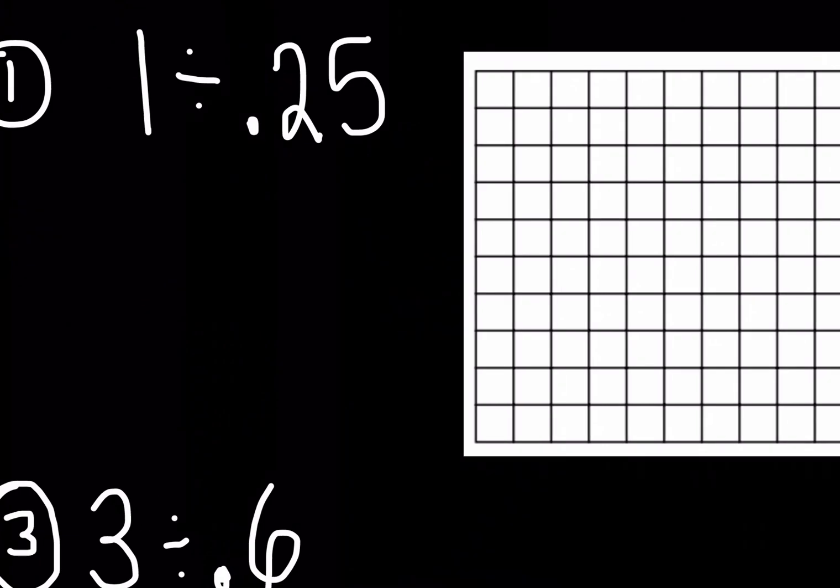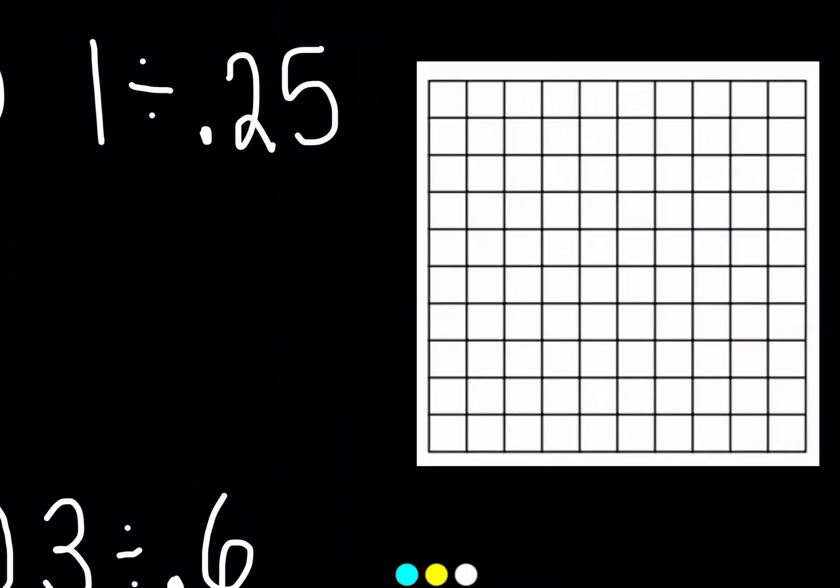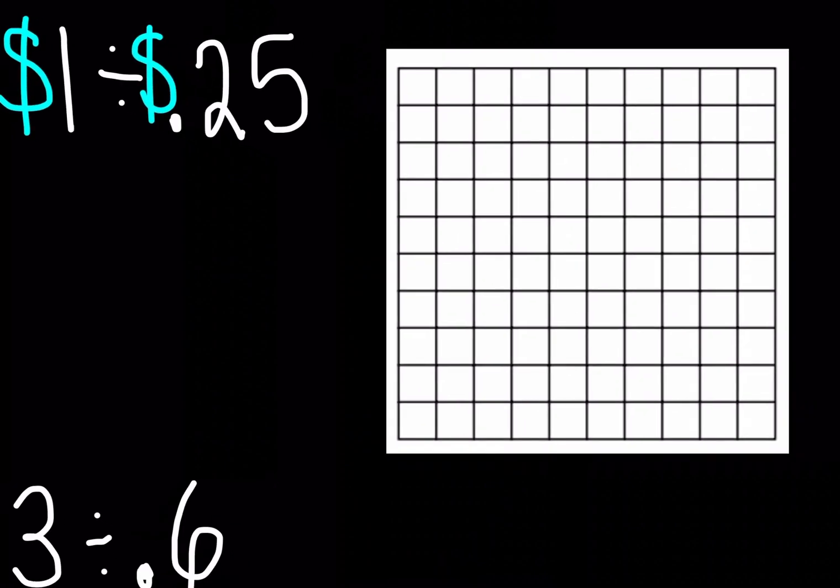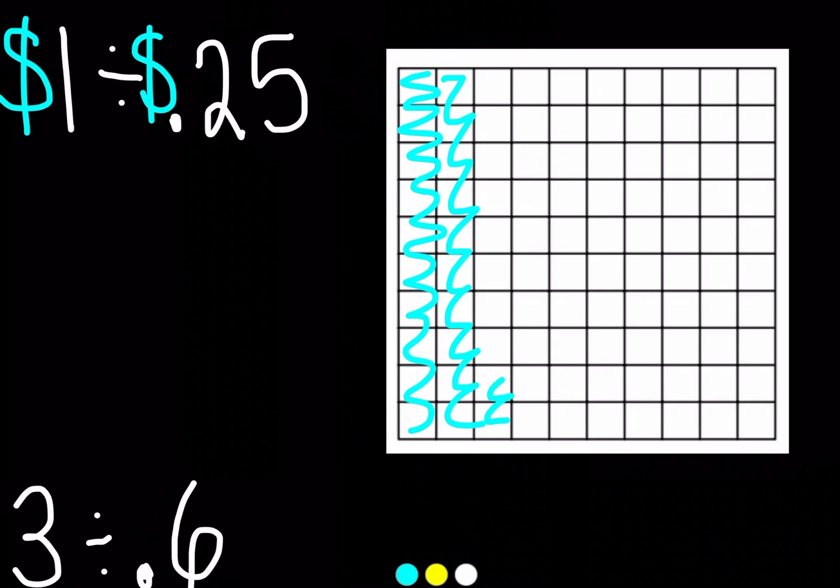They're usually going to show you on a hundredths flat. So let's say we have $1 and we're breaking it up into groups of 25 cents. The way you would do that is you would shade in 25 cents or 25 hundredths. 1, 2, that's 2 tenths. 1, 2, 3, 4, 5. So I have one group of 25 hundredths right here.